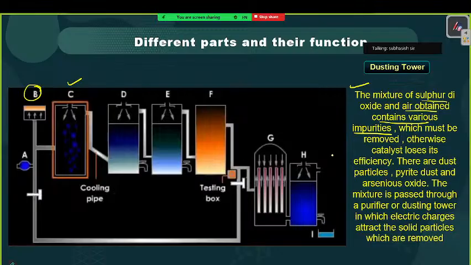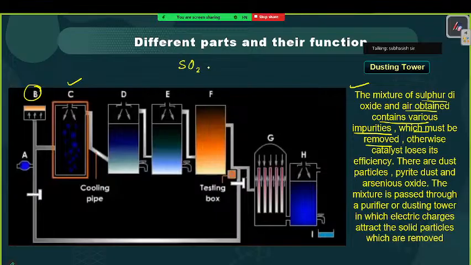Though it is mentioned that the air, purified air, is used in this method, because air contains various number of impurities, that impurity is contaminated with sulfur dioxide, which must be removed in C, only because after that we use catalyst for the conversion of sulfur dioxide to sulfur trioxide. Now see, this is very important.